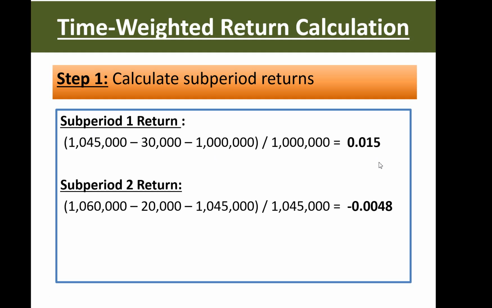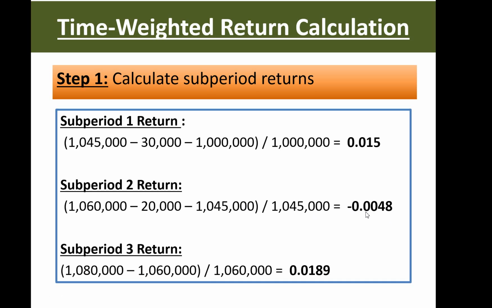And the same thing applies for sub-period 2 as well. You take the difference between the ending market value on the end of the second sub-period and subtract that contribution of $20,000 that you made, and then note that the starting market value now is going to be 1.045 million for sub-period 2, because we're now looking at the period from day 6 to day 16. And that would give you a market value return of negative 0.48% over that period. And you do the same thing for sub-period 3, and then you get 1.89% for that sub-period.